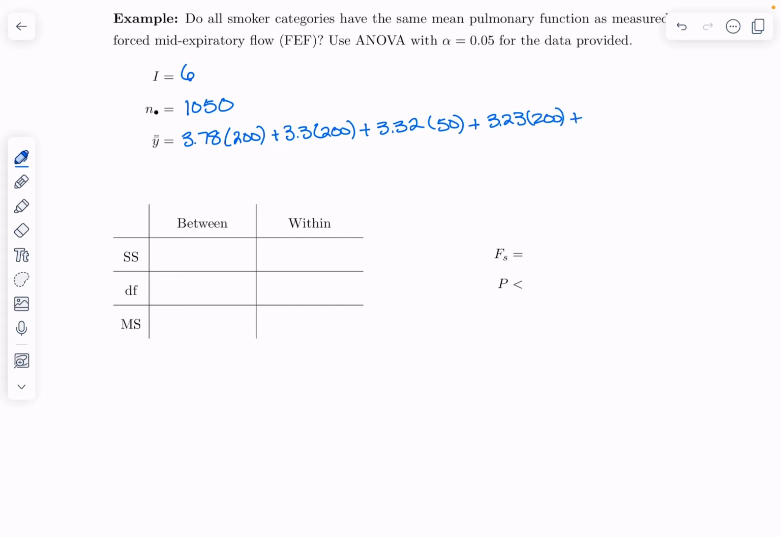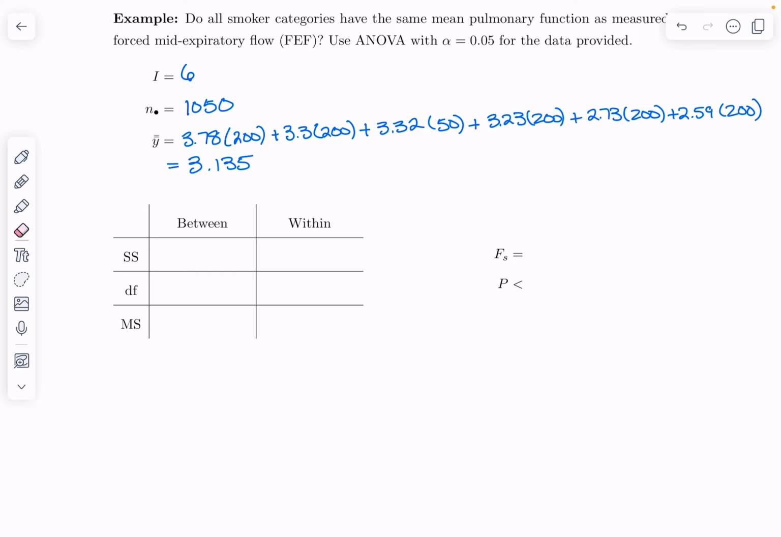The next group had a mean of 2.73, and it had 200 individuals in it. And then the last group had a sample mean, I think that was the heavy smoking group, of 2.59 with 200 individuals in it. So if you compute that weighted average, you're going to get 3.135.